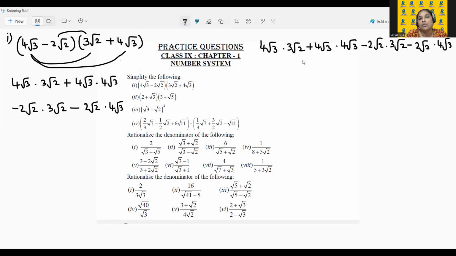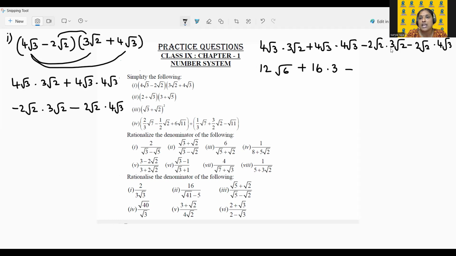Okay. Now, whenever we do like terms like this, we often do grouping like terms. What do we call that? Grouping like terms. Consider these dots as times. Let me multiply first. 4 times 3, 12. Root 3 times root 2, root 6. Plus 4 times 4, 16. Root 3 times root 3, 3. Right? So whenever you multiply square root of 3 times square root of 3, it would be 3.